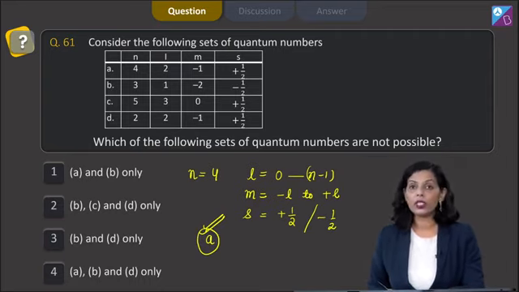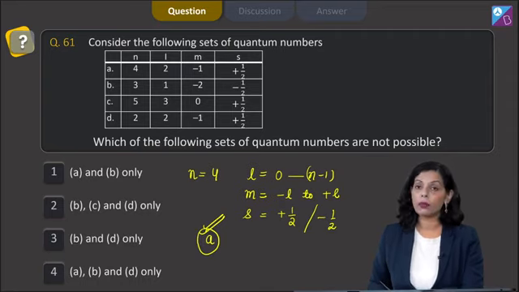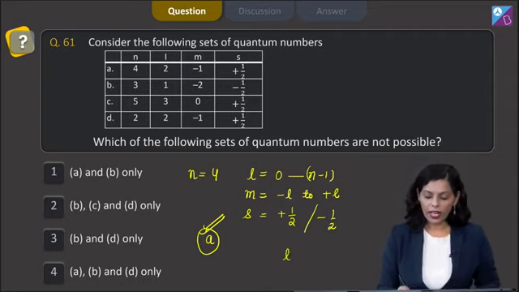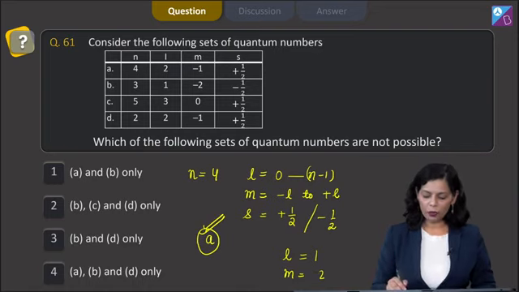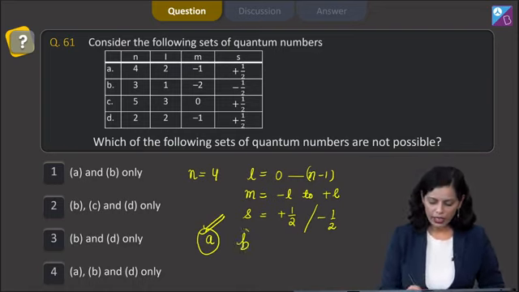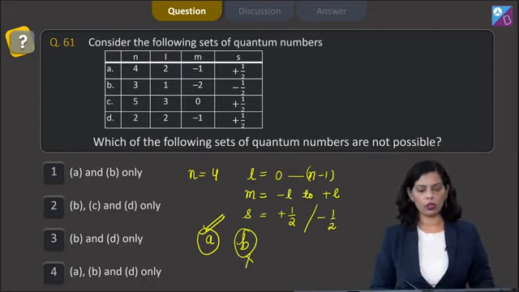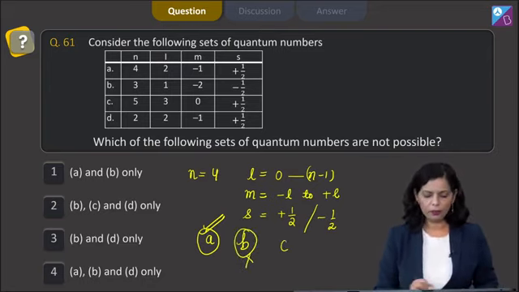The l value is 1. That's also considerable. But the m value is given as minus 2. The l value is given as 1 and the m value is given as minus 2. Not possible at all. And if it is not possible, it means B is incorrectly given. I marked a cross. Now let's check C.